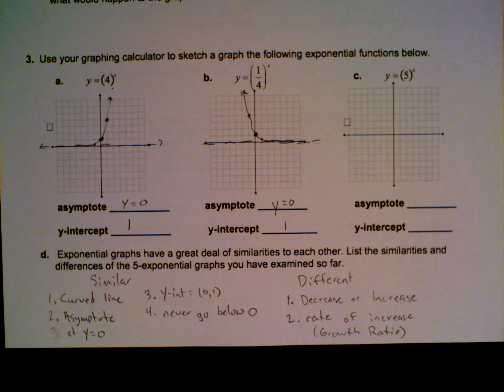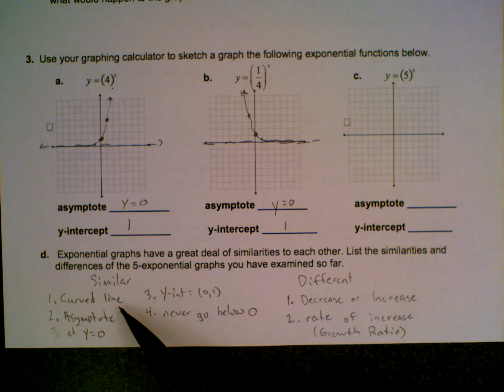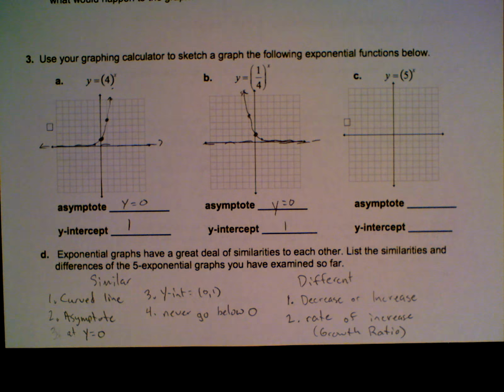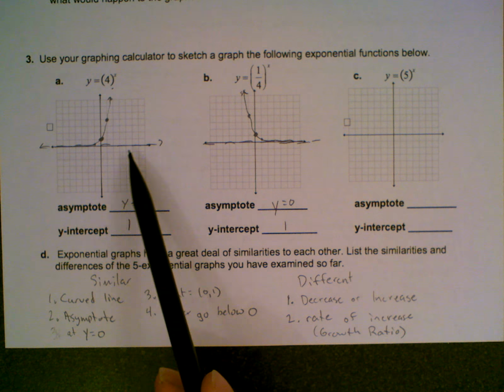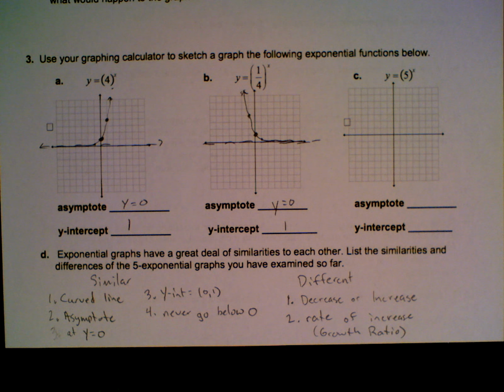All right, so some similarities that I got is, first of all, we're working with a curved line. So this exponential line is completely new from anything that we've talked about before. It's not linear, it's not a perfectly straight line, and it's not a parabola that we saw in quadratics. So this is a new curved line that we have. My asymptote is always going to be y equals 0. So there's always going to be a horizontal asymptote on the x-axis.